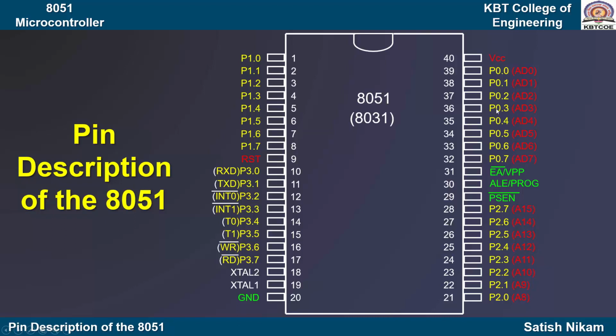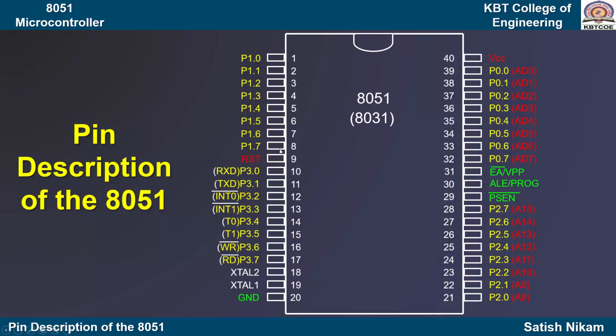Means port 0 has pins numbered from 0 to 7, port 1 has pins numbered from 0 to 7, port 2 has pins numbered from 0 to 7, and port 3 also has pins numbered from 0 to 7. These ports are used to interface with other devices and peripherals such as keyboards, sensors, displays and communication devices. Each I/O pin of the 8051 microcontroller can be configured as an input pin or an output pin.